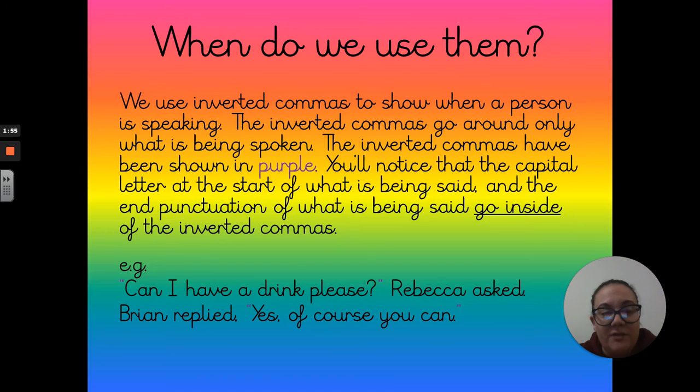It's not complicated. Just remember that in a sentence normally you would have your capital at the start and you would have your end punctuation at the end. That's exactly the same when you're talking about speech as well, and the inverted commas go around the whole sentence, go around the whole part. So for example, in this example that you've got on the slide at the moment, "Can I have a drink please?" Rebecca asked. Brian replied, "Yes, of course you can." So you can see exactly where those inverted commas need to go.